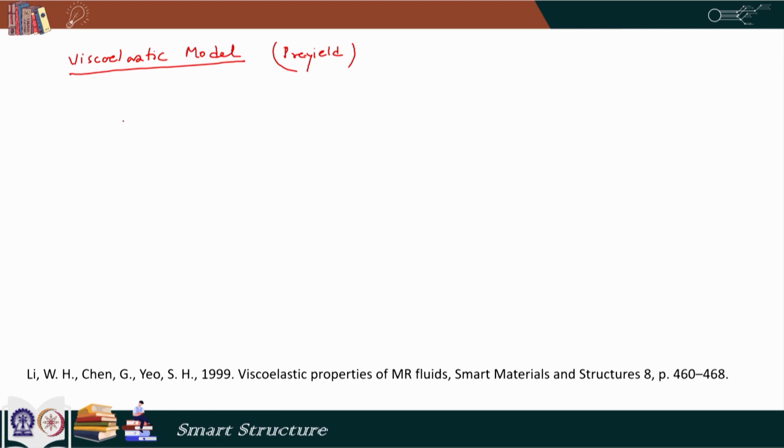Now, there are various models of viscoelasticity. Here we are going to talk about a viscoelastic model that has been shown in this paper, and that is a quite popular model which is used for various applications, and that is what we are going to discuss here. So, as per this model, tau of t, the shear stress at any time t, is a function of the shear strain rate at the previous times also.